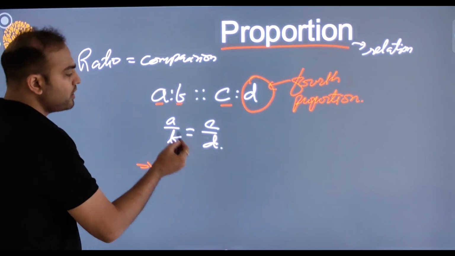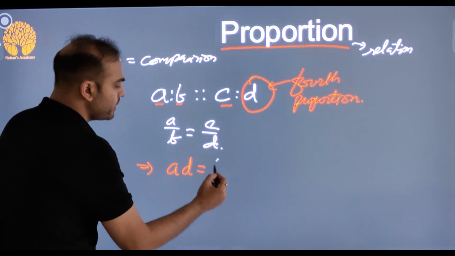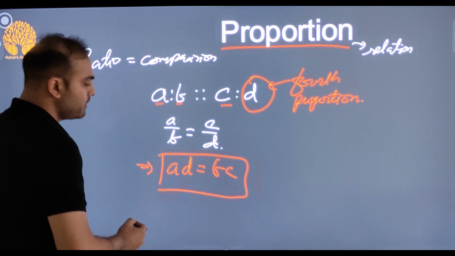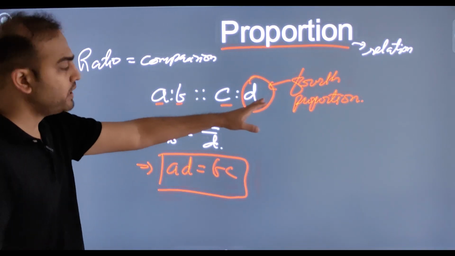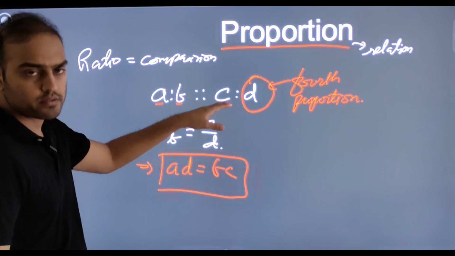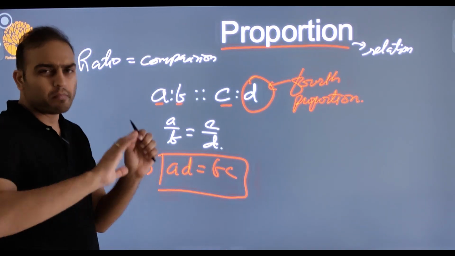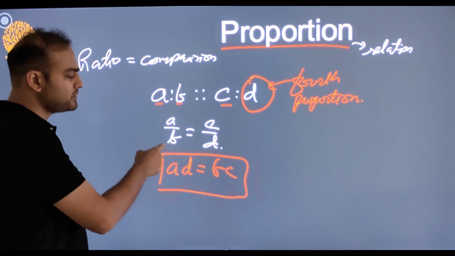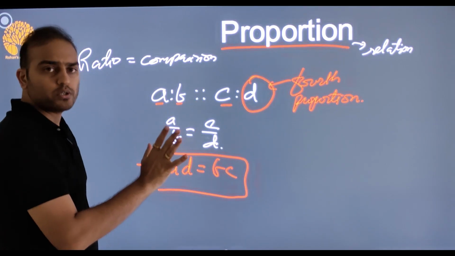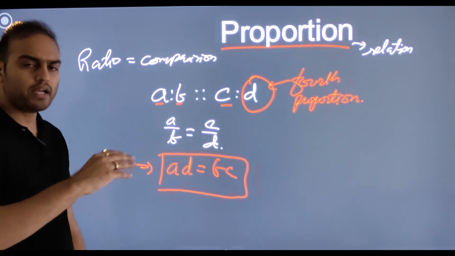How do we solve this? You can just cross multiply. A into D is B into C. This is called product of extremes is equal to product of means. Again, you don't need to memorize all that. Just remember, ratio means division, proportion means equal to. That is enough.